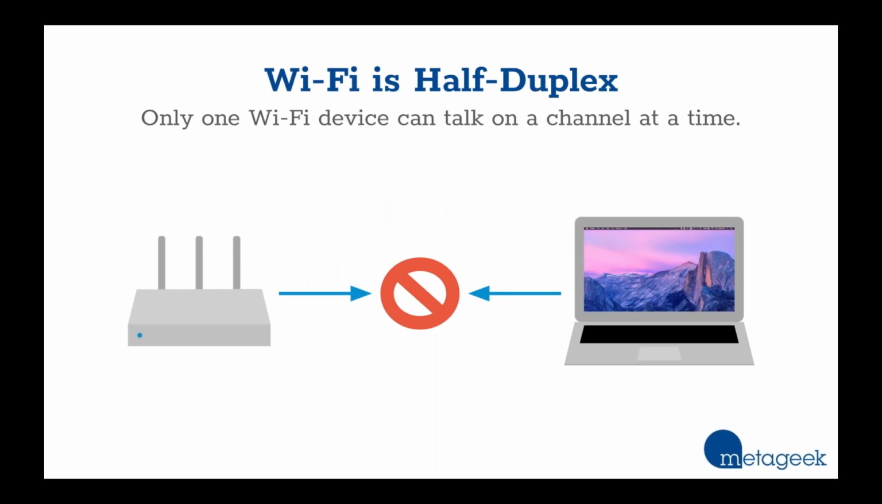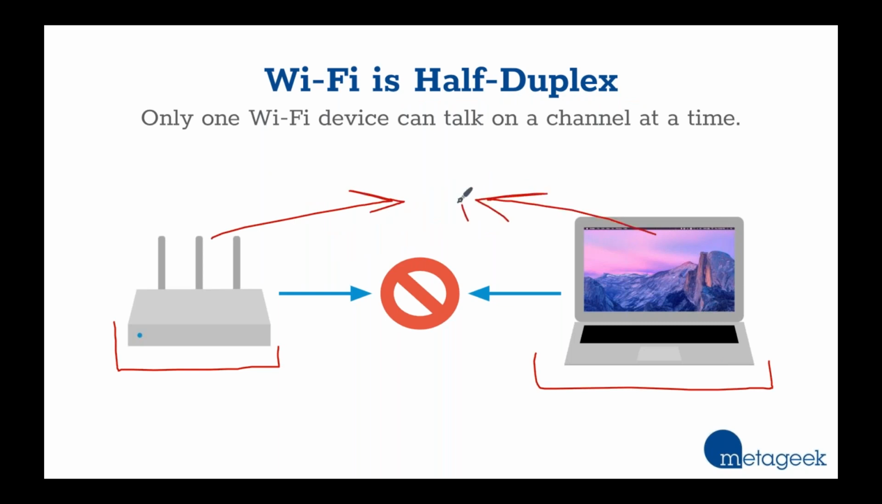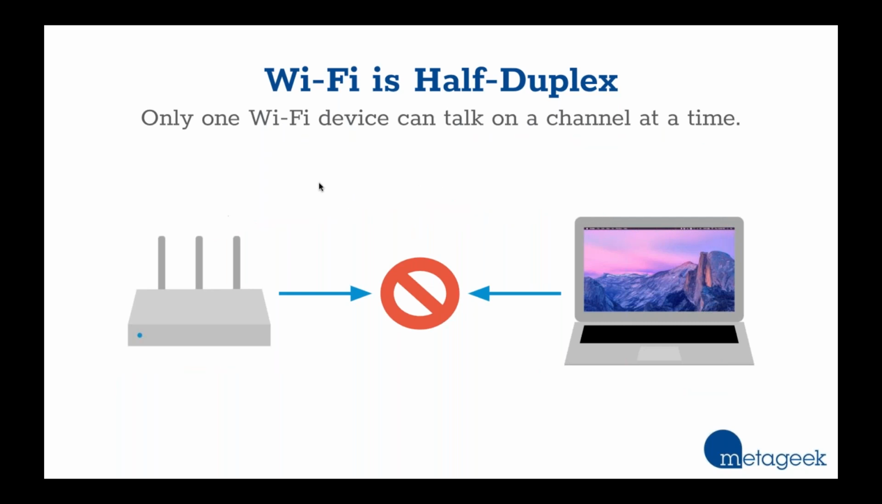If we've got two Wi-Fi devices that are on the same channel, like maybe an access point and a client device like a laptop, if they both try to transmit at the same time, they're going to basically cancel each other out. They're going to interrupt each other's signals, and they're not going to be able to understand each other. Only one Wi-Fi device can talk on a channel at a time, and that's a rule that we're going to build on throughout the course of this webinar.